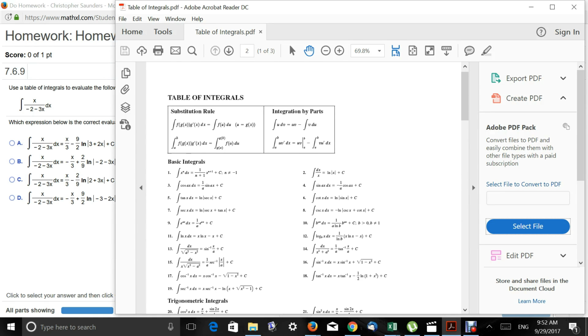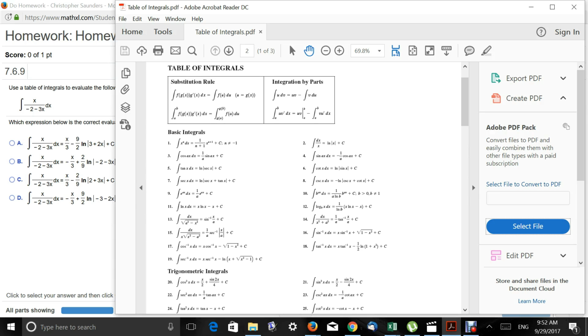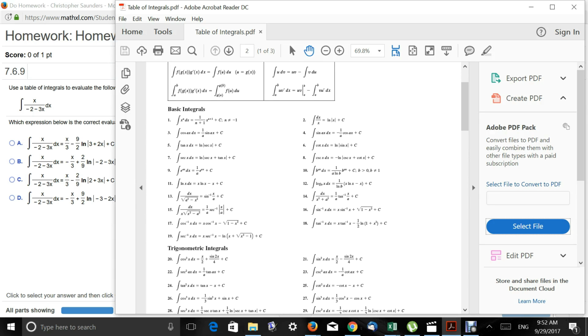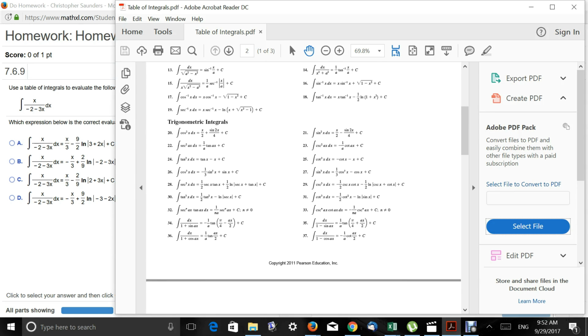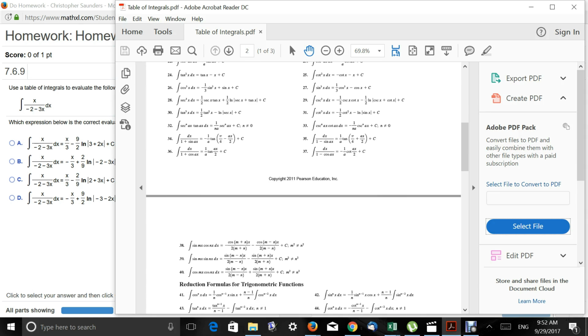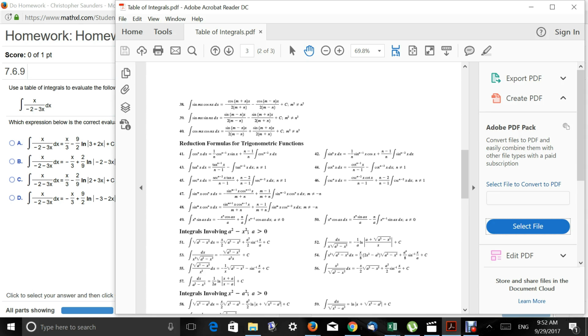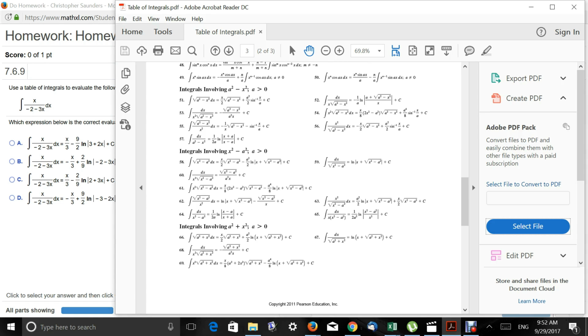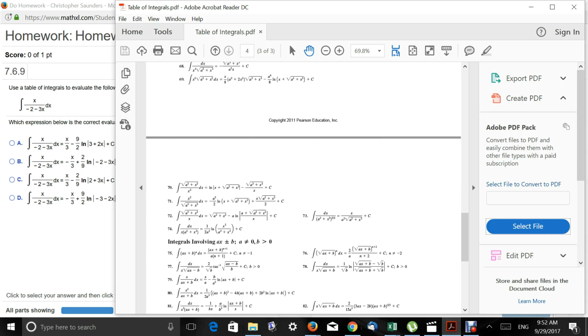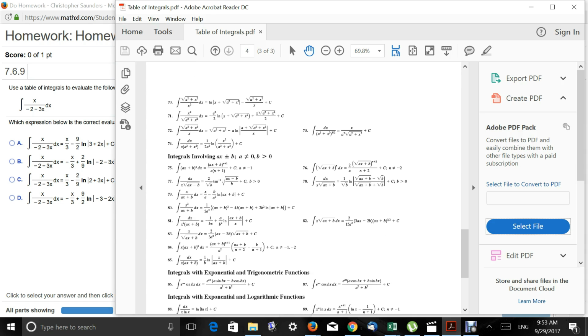So let's just start at the top and look for something like that. It's not going to be any of these basic integrals. It's not a trig integral. It's not a reduction formula for a trig integral. It's not a squared minus x squared, and it's not x squared minus a squared. It's not a squared plus x squared. All right, here we go. It's going to be ax plus or minus b. That's what we're looking for. Okay, so let's try to find one that matches exactly what we've got.